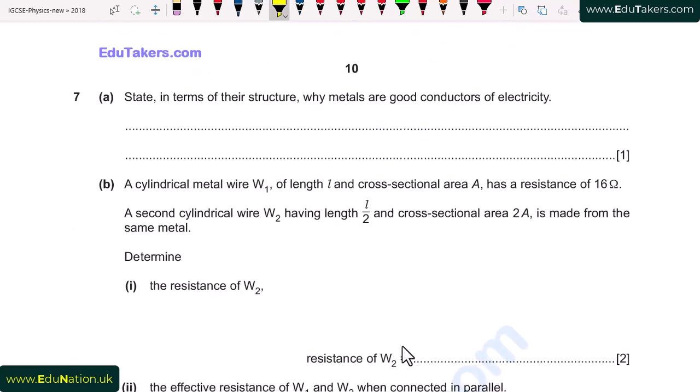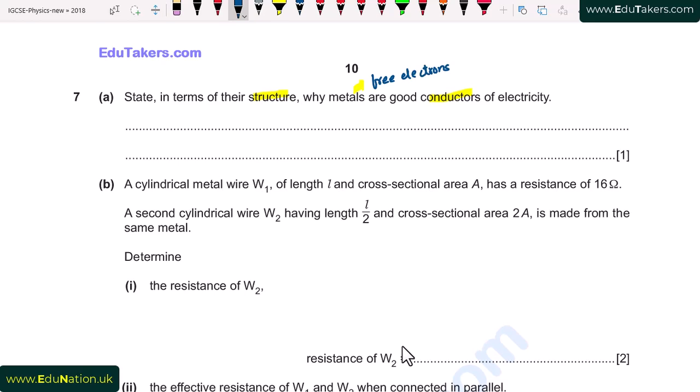Question number 7, part A. State in terms of their structure why metals are good conductors of electricity. Here we have to explain why metals are good conductors of electricity. We know that metals have a large number of free electrons. They move randomly, due to which conduction takes place in the metal. So metal contains a large number of free electrons. That's why metals are good conductors of electricity.